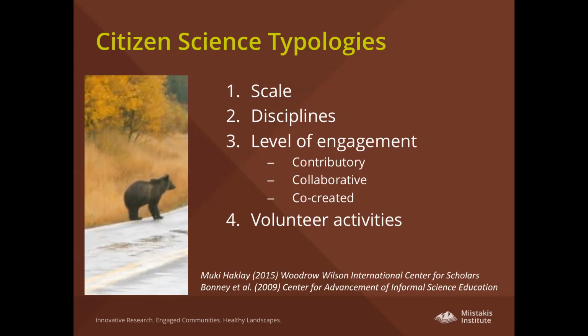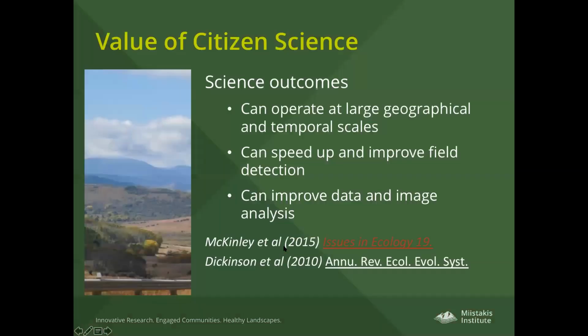And then we also see a real diversity in the types of volunteer activities. So this is the actual things that volunteers do as they're involved in citizen science. And so with citizen science, we look at the value of citizen science from both the science perspective and from an engagement perspective. This slide here just talks about some of those science outcomes that we see with citizen science.